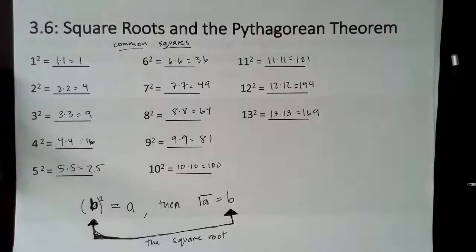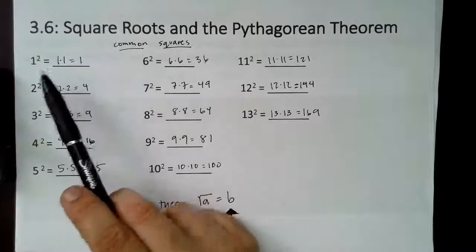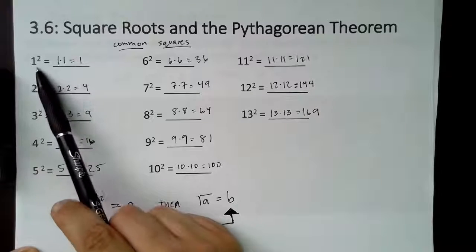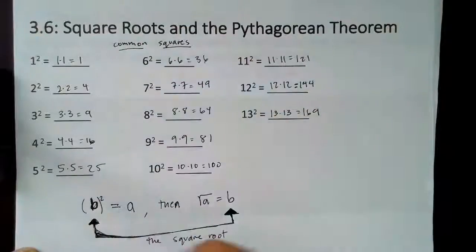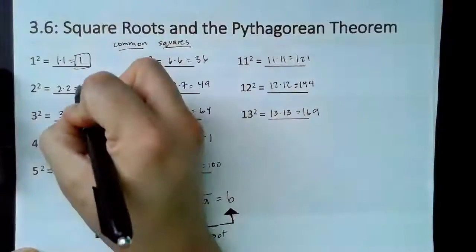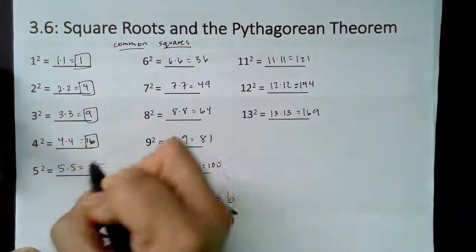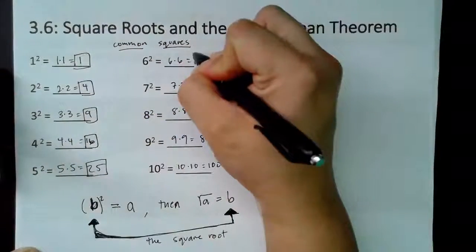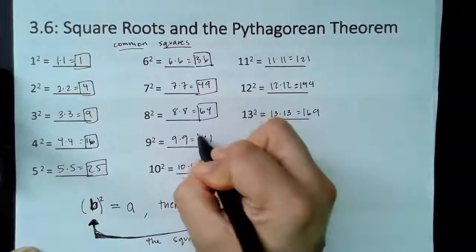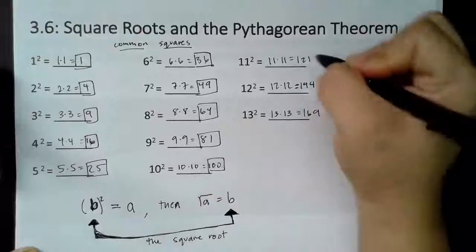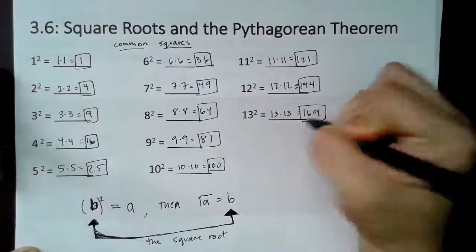So here on this page I have listed some common squares. Remember, squaring means multiplying a number by itself. Common squares would be 1 squared is 1, 2 squared is 4, 9, 16, 25, and so on. 36, 49. I'm sure you have seen this before. 10 squared is 100. You have 121, 144, and 169 for 13.